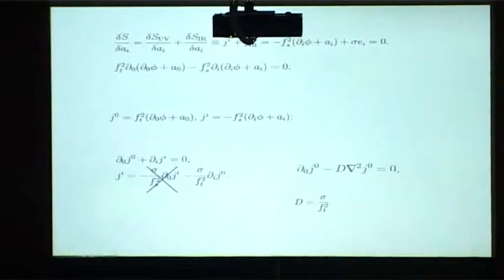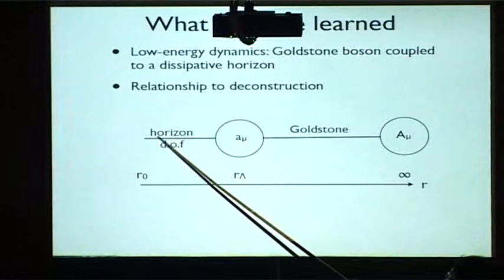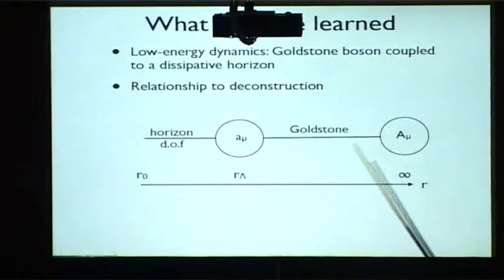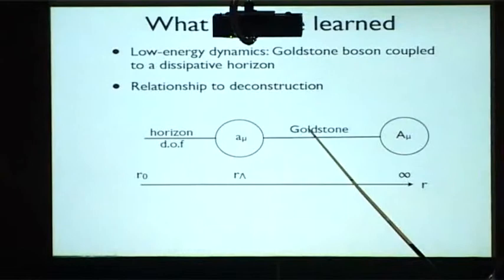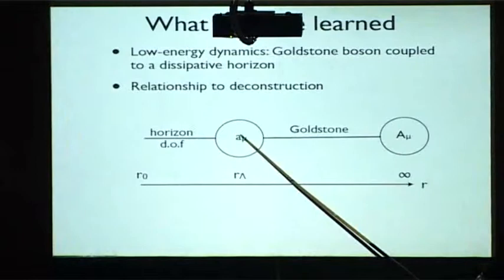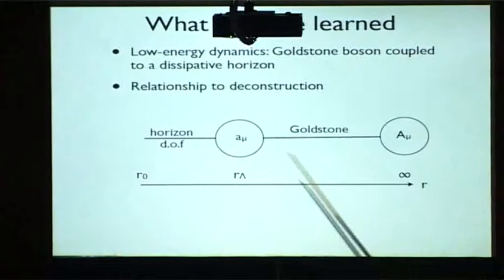Okay, so what we have learned is the following: the low energy dynamics of our model is a Goldstone boson coupled to a dissipative horizon. There are horizon degrees of freedom that are dissipative and give rise to all the dissipation that we encounter in the problem. But the Goldstone boson is somewhat separated from that dissipative sector. There is an indirect connection between the Goldstone boson and the horizon. That is through a gauge field, little a_mu. Okay, so the Goldstone boson at the beginning was a propagating mode, and through this coupling to the horizon becomes a diffusive mode. The diffusive mode of hydrodynamics is a Goldstone boson, was a Goldstone boson.